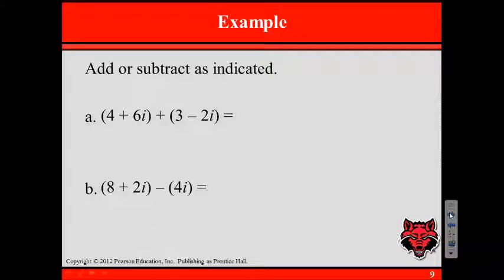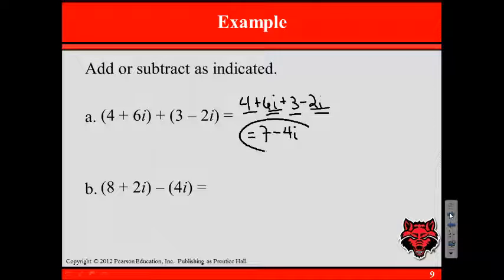Here we have two complex numbers, 4 plus 6i and 3 minus 2i, and we want to add. First, we drop the parentheses and just write our expressions. So 4 plus 6i plus 3 minus 2i. Now we combine real parts. 4 and 3 gives us 7. Combine imaginary parts. 6i minus 2i is 4i. Don't write 4i squared. We treat the i like a variable.